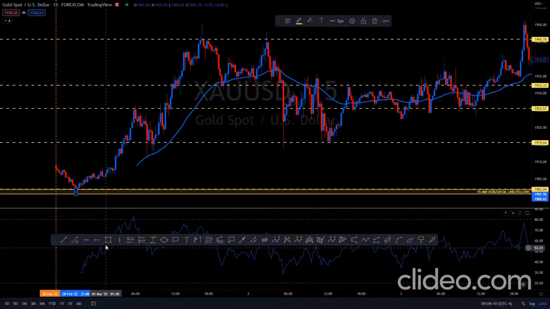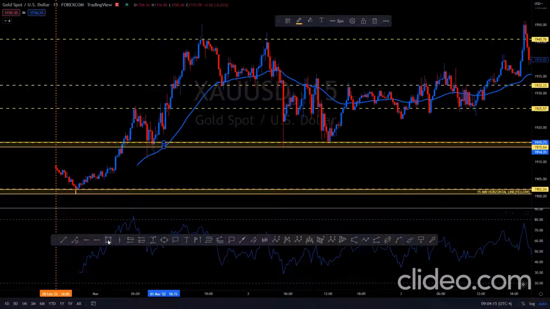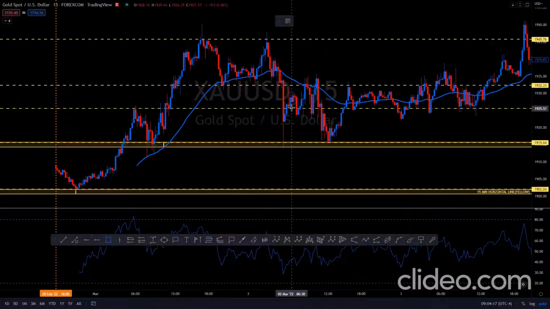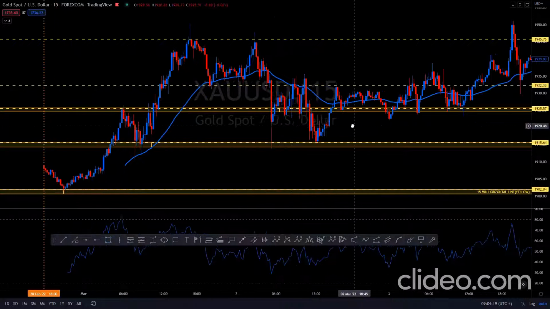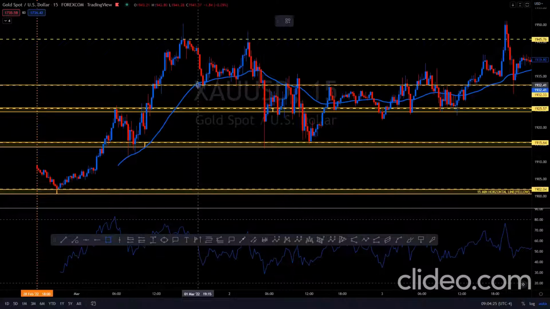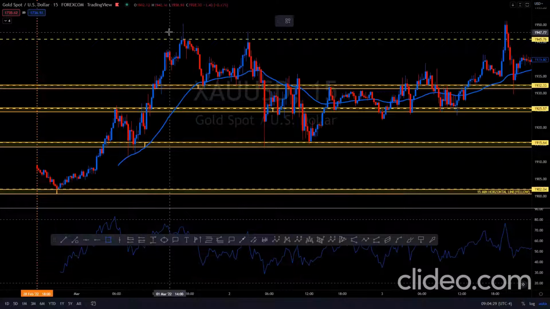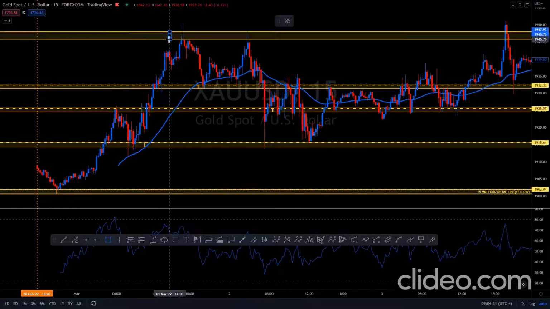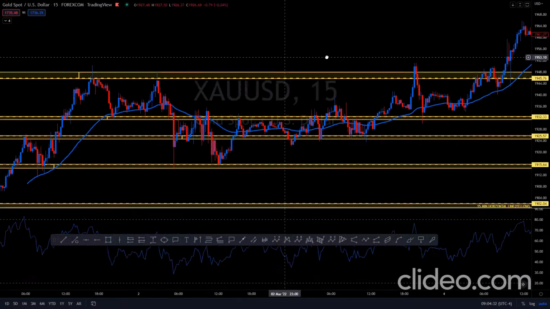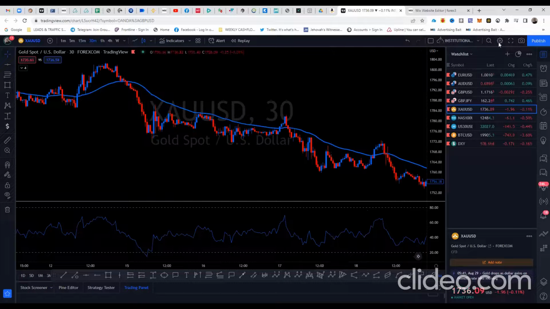So this is yellow here. Marking up all these areas. All right. Go to the 30-minute.